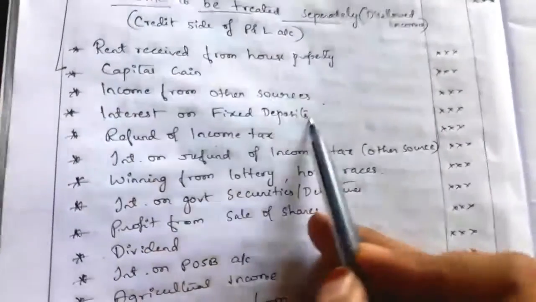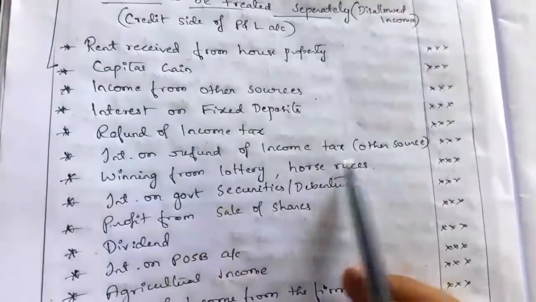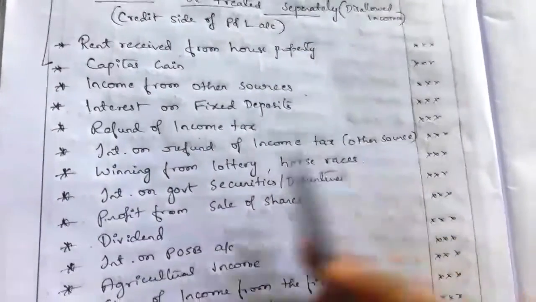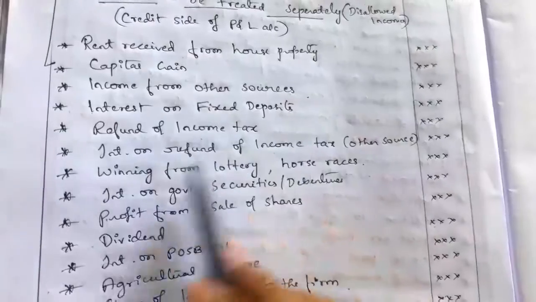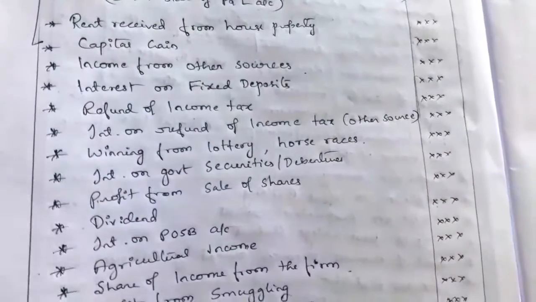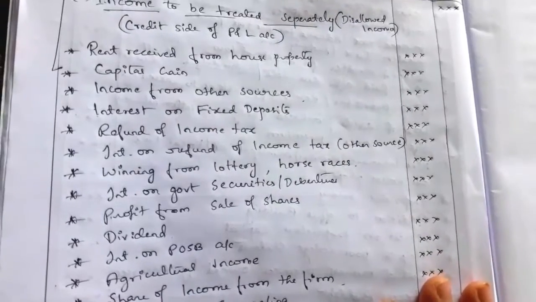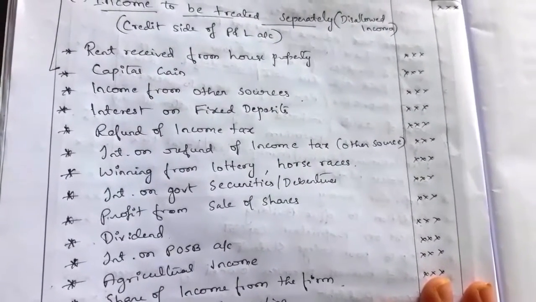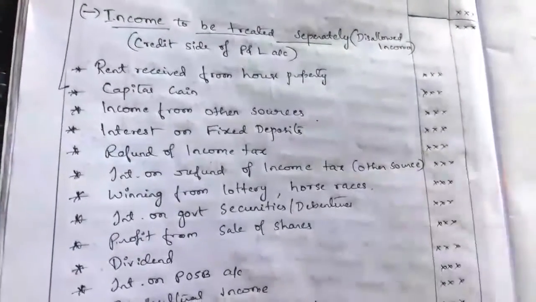Then interest on fixed deposit, refund of income tax, interest on refund of income tax. These are income from other sources. They are not relating to business income, so we have to cancel them. They are taken as other source income and are not business income. So they should not be taken on the debit side or the credit side of the profit and loss account. That's why we have to deduct them.